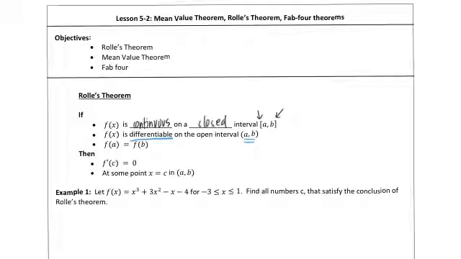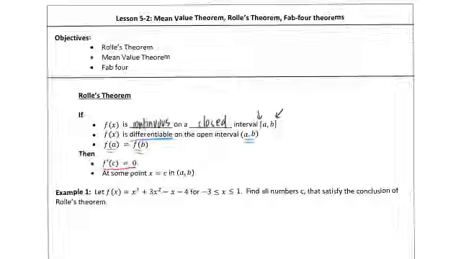Then if the y values at the two ends, f of a is equal to f of b, if that happens, there must be some place in the interval where f prime, or the derivative, or the slope of the tangent line is equal to 0, right? Some point in the interval AB.